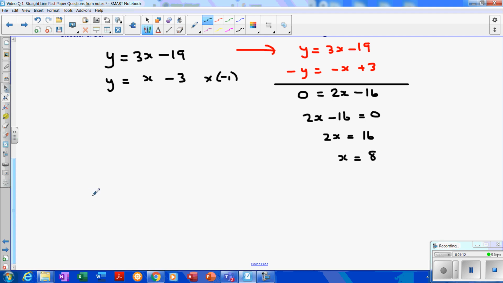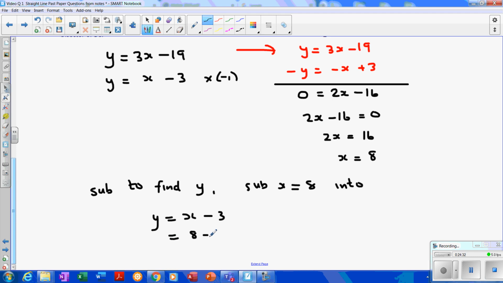Now I want to sub to find y. Okay, so I'm going to sub x equal to 8 into, and it doesn't matter what equation, I'll take the bottom one because it looks easier. So y is equal to x minus 3. So y is equal to 8 minus 3, which is equal to 5. So the point of intersection, x comes first, is (8, 5).